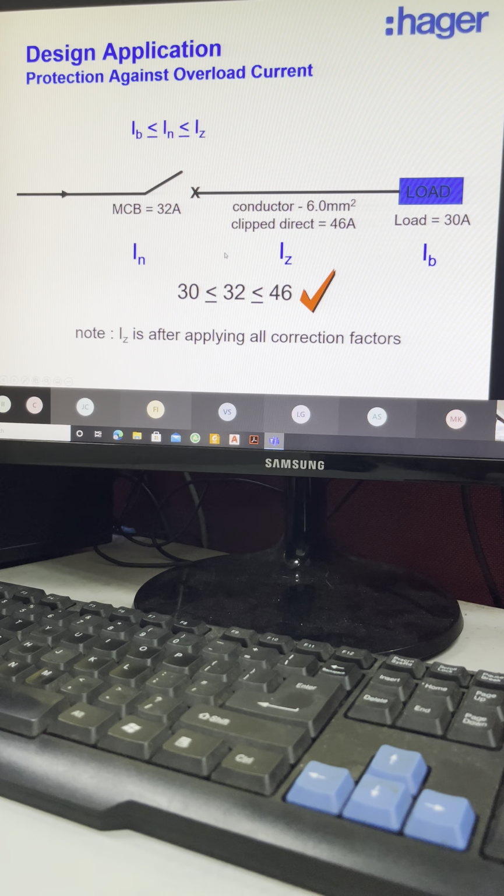Alright, please take note that for the IZ here, you must take care of all the correction factors: the grouping factor, the heat dissipation factor, the insulation factor, before you come up with the cable size itself. And of course, the other one is the voltage drop factor.